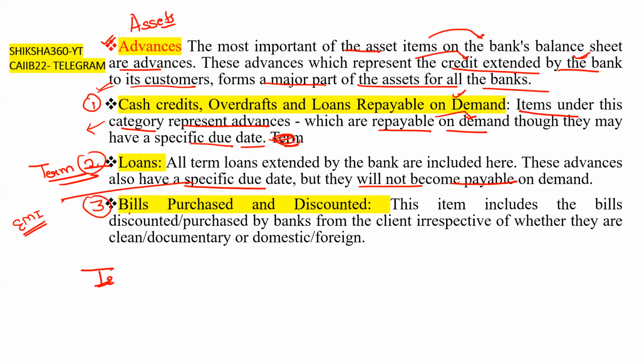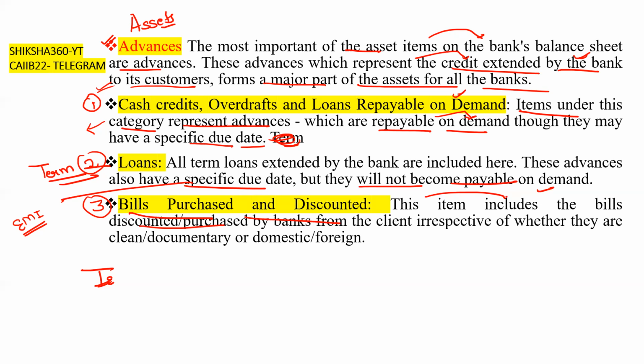The next one to discuss here is bills purchased and discounted. What does this item include? This item includes bills discounted or purchased by banks from the client, irrespective of whether they are clean, documentary, domestic or foreign.